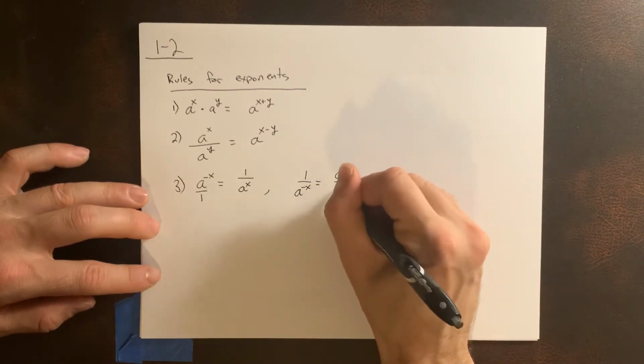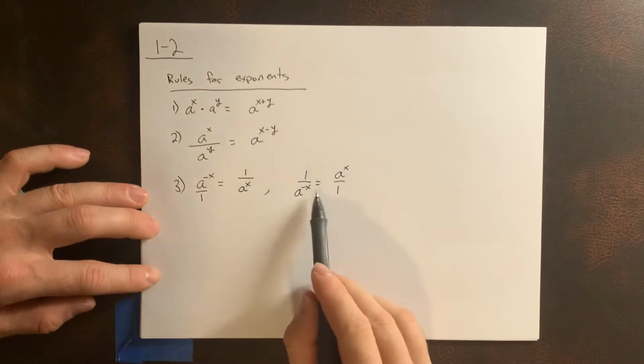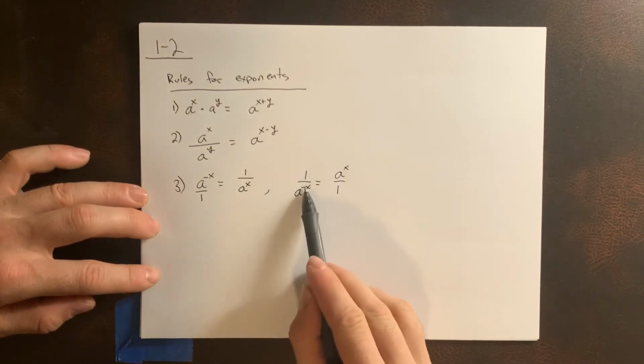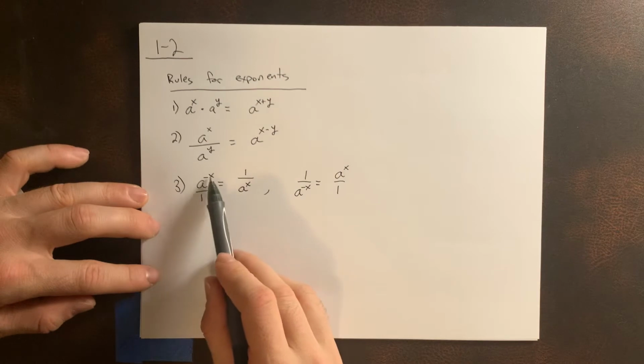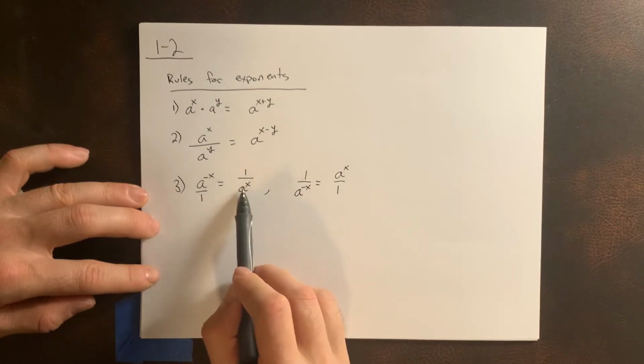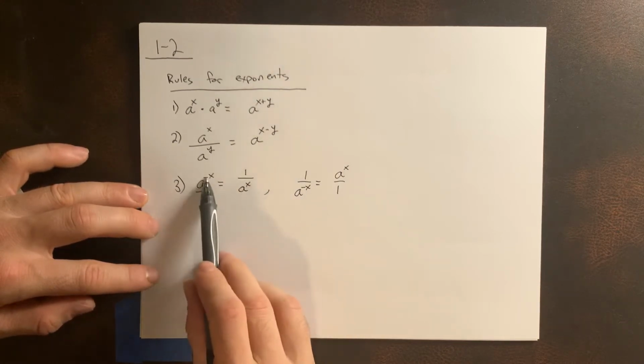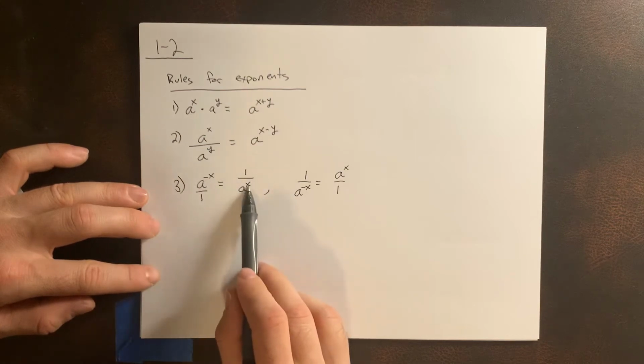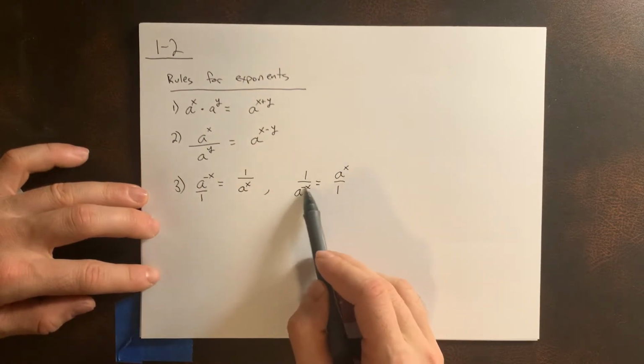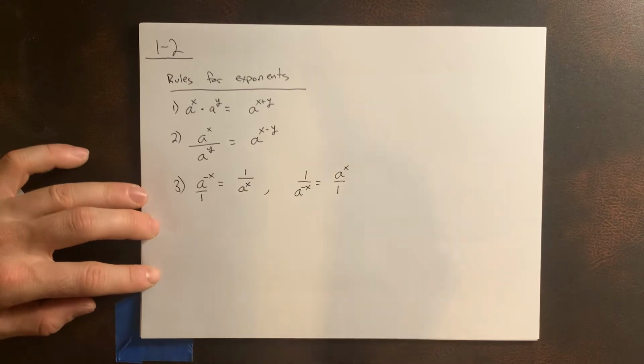So this is going to be a to the x over 1. What a negative exponent does is, if you're in the bottom of a fraction, it moves you to the top, and if you're in the top of a fraction, it moves you to the bottom. And then you get rid of the minus sign once you move. So you have a minus sign on the top, but you don't have one on the bottom. Over here, you have a minus sign on the bottom, but you don't have one on the top.